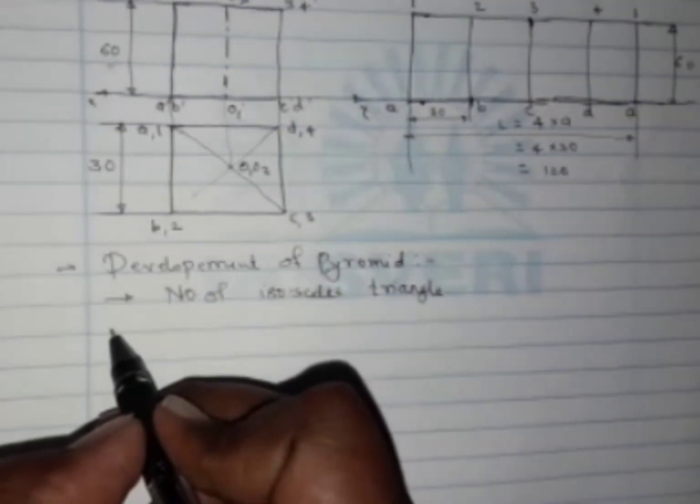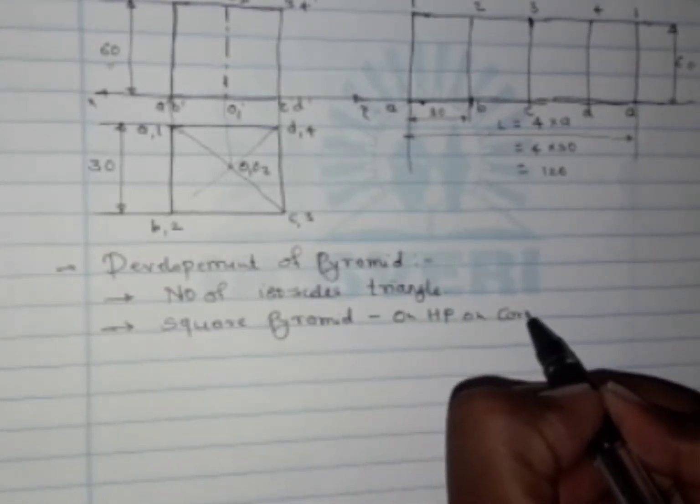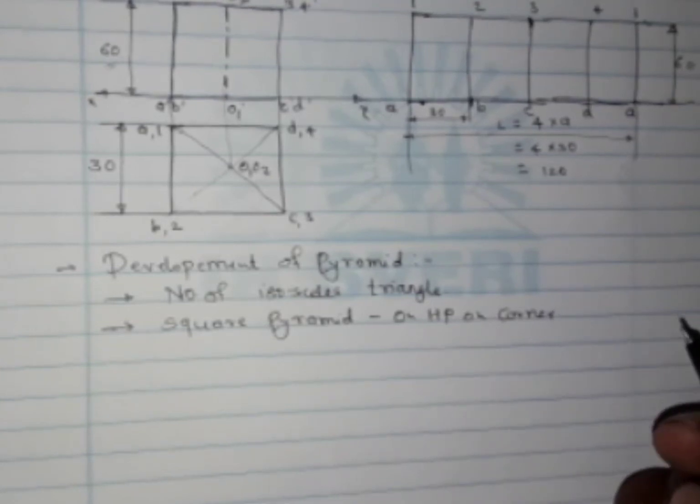So here also we'll consider the square pyramid. We'll take the example as a square pyramid. Again, it is resting on the HP, resting on one of its corners. Now again we have to draw its front view and the top view. For that, you need to draw the reference axis XY, then draw its front view and the top view.